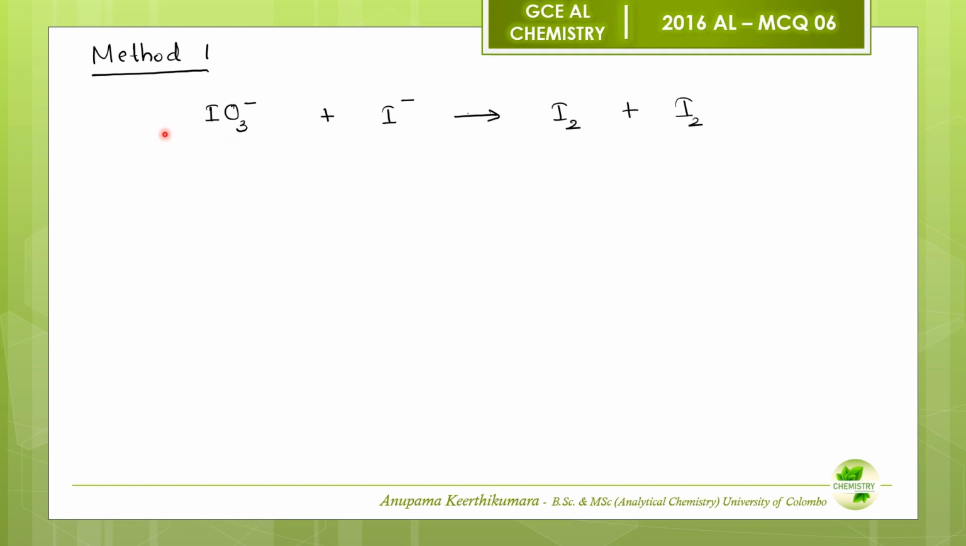During this redox reaction, iodate ions reduce to iodine as well as iodide ions also oxidize to iodine. When balancing redox reactions using this method, it is easy for us to write iodine as two different products. Otherwise, it will be difficult for you to balance the redox reaction using this method. These are the iodine molecules produced by the oxidation of iodide ions, and these are the iodine molecules produced by the reduction of iodate ions.